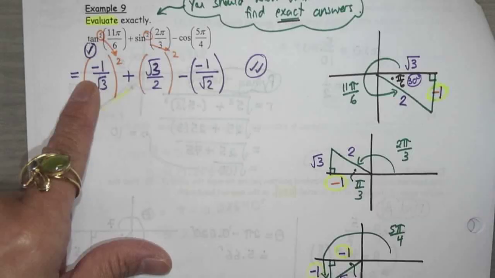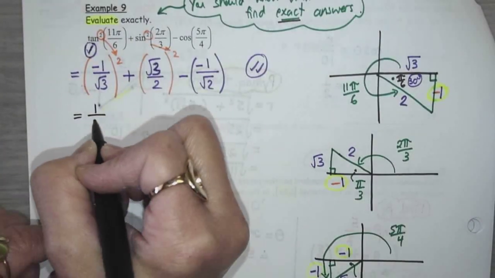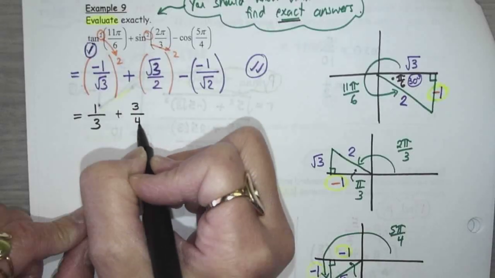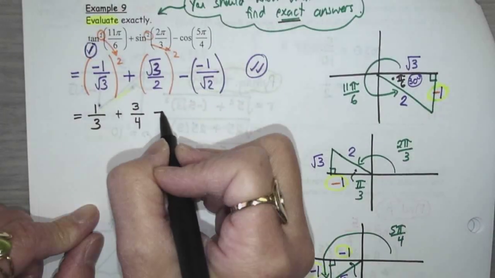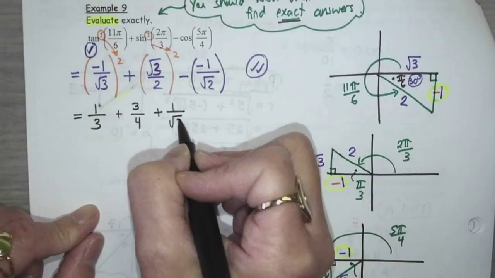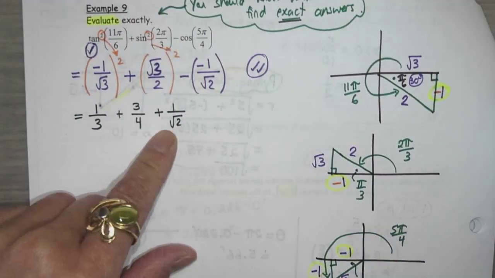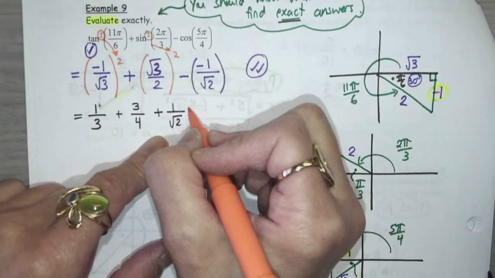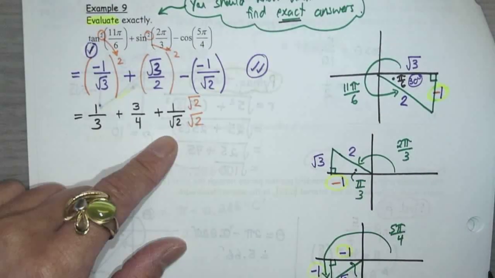So now I'm going to go, this squared is going to be 1 over 3. This squared will be 3 over 4. And this is still just plus 1 over root 2, negative. You can't add these together until we rationalize. So yes, that rationalizing we have to do.